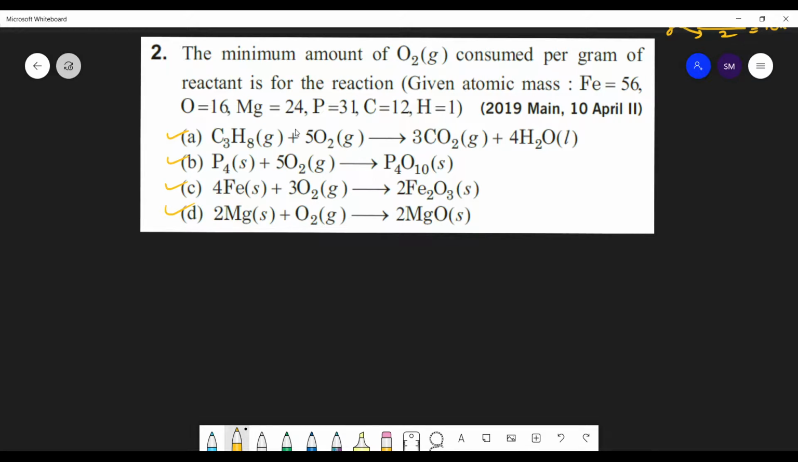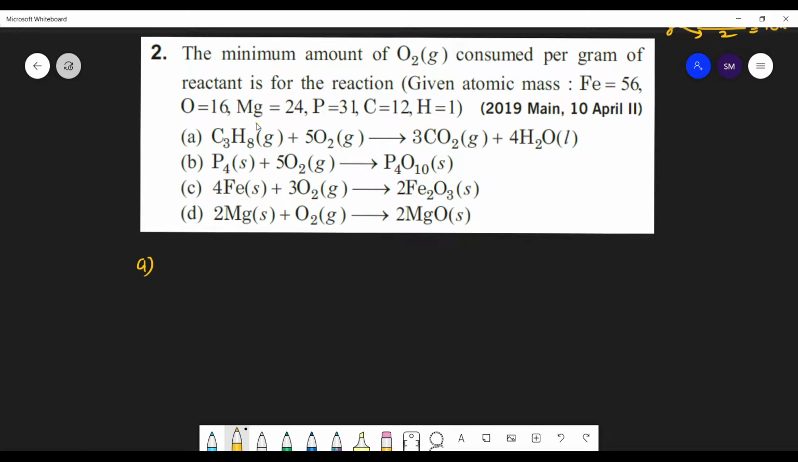Okay. So oxygen is consumed in all these reactions per gram of reactant. So this is your reactant. So here you need to find where we have consumed the minimum oxygen. Okay. So let me do the first, like we have to check all these 4 parts, students. Let me do the first one for you.